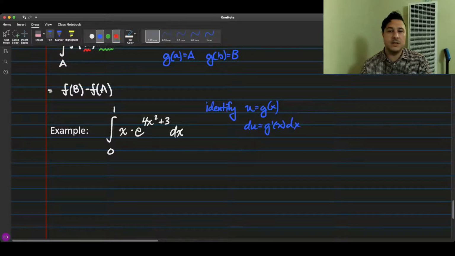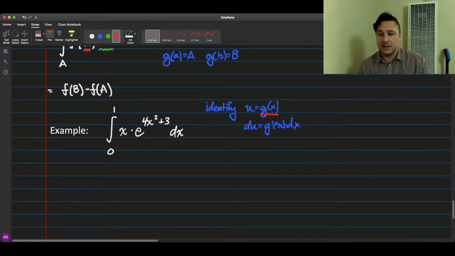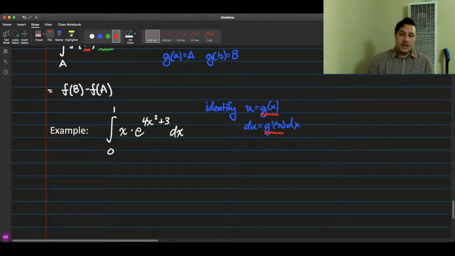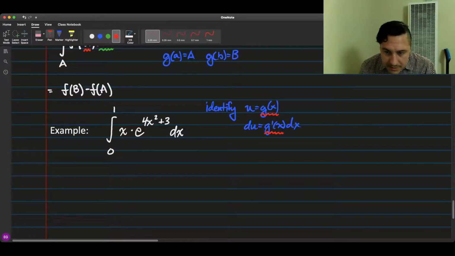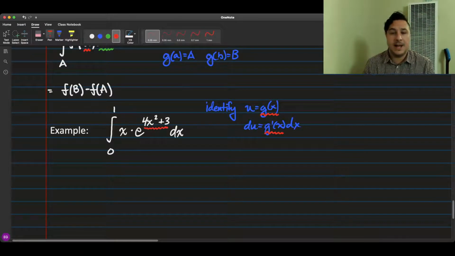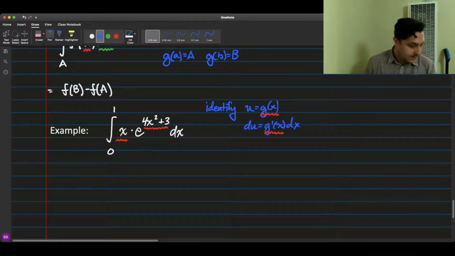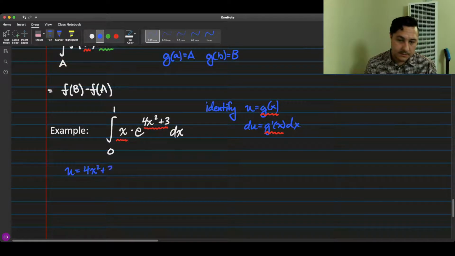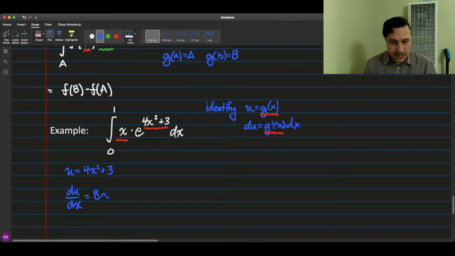So you're looking for two things where one is the derivative of the other, right? Because you have your g of x, and you're looking for a matching g prime of x. So if you look, we have this 4x squared plus 3 right here. If you take the derivative of 4x squared, you're going to get 8x, which you can make match with this. So what I'm going to do here is set my u equal to 4x squared plus 3, which means that my du dx is going to be equal to 8x.